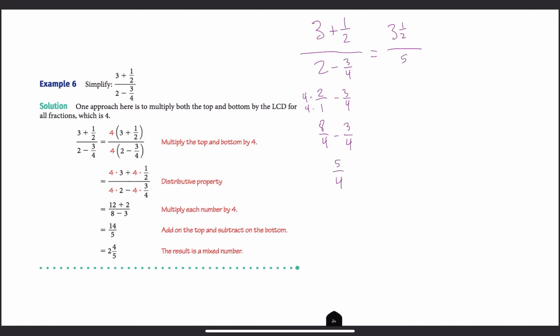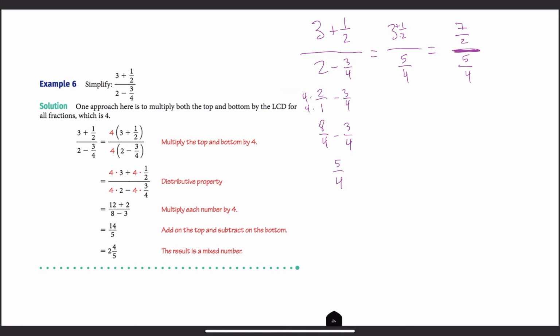Okay, great. So 5/4. That means I need to turn this top mixed number into an improper fraction. So 3 times 2 is 6, plus the 1 is 7. So 7 over 2 over 5 over 4. So this is a complex fraction. And this is the main fraction bar.